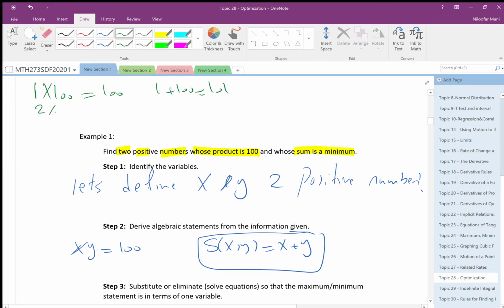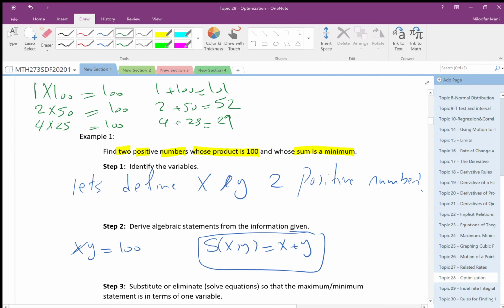How about 2 times 50? 2 times 50 is 100, and 2 plus 50 is 52. Oh, this is better than 101 because I want to minimize it. How about 4 and 25? 4 times 25 is 100, and 4 plus 25 is 29. Oh, maybe I can find a smaller one than that.